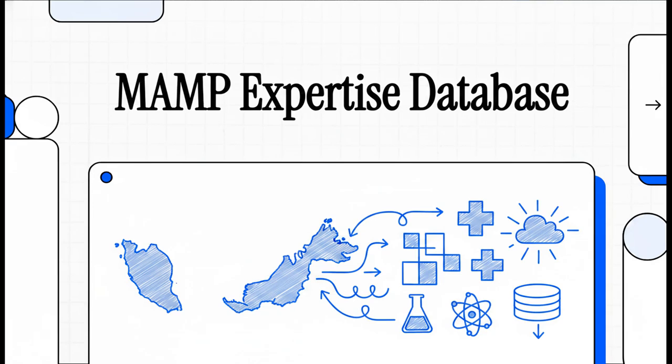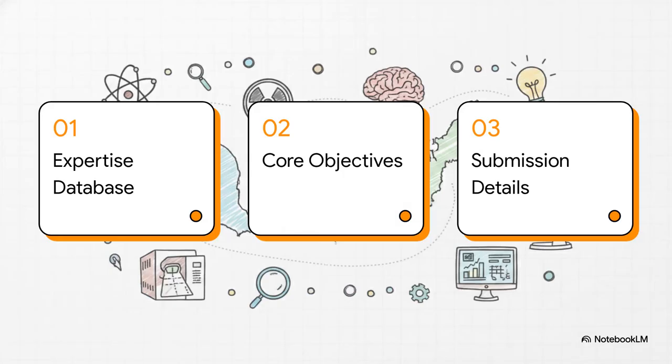Welcome to this explainer. Today, we're diving straight into the newly announced Malaysian Association of Medical Physics, or MAMP, expertise database. We're going to break down exactly what this data collection initiative entails and why compiling this information objectively matters for the profession. We'll be covering three key areas today.